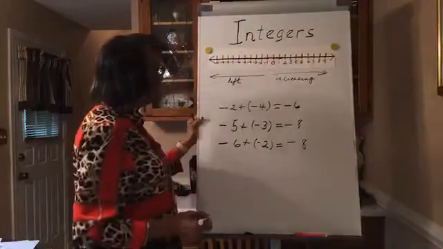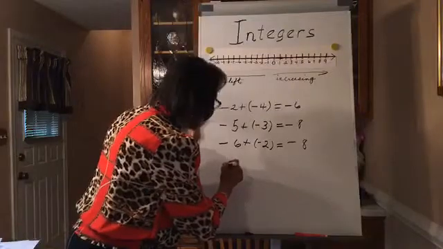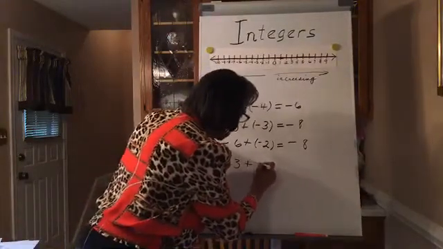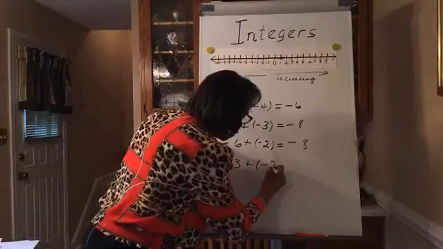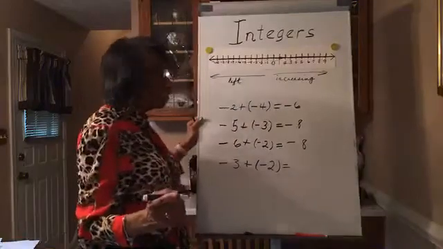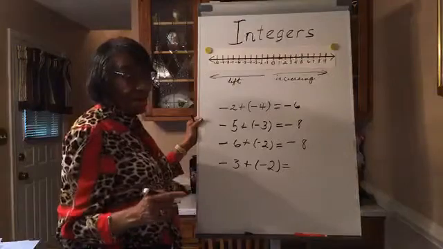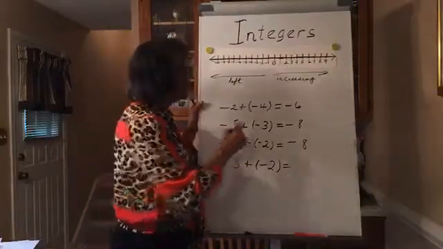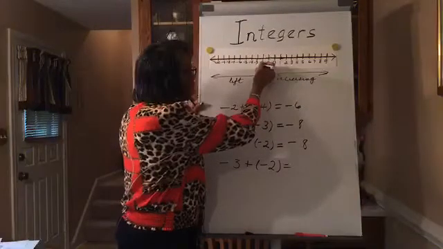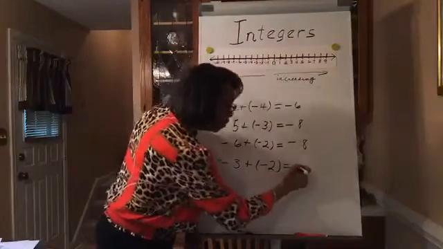All right, let's do negative 3 plus negative 2. And I'm keeping the numbers simple because I want you to get the process and the concept and not have to worry about the numbers. All right, we start at 0, we go negative 3, and then plus negative 2. And the answer is negative 5.